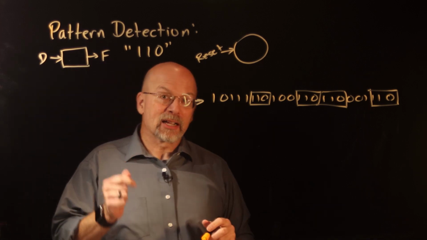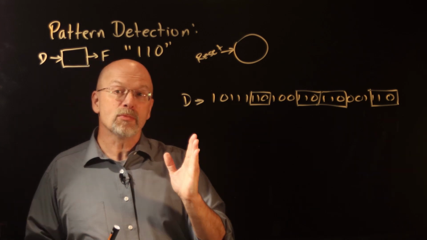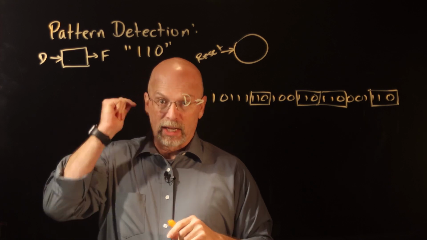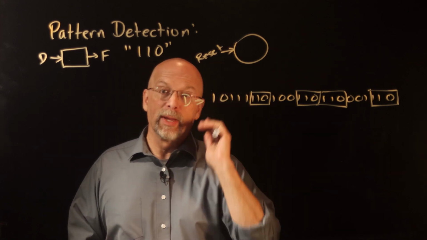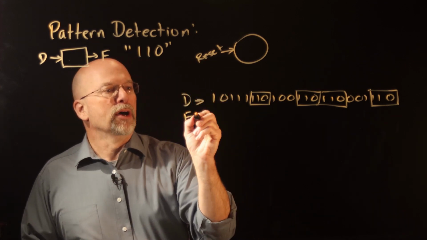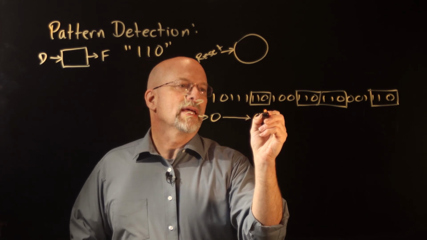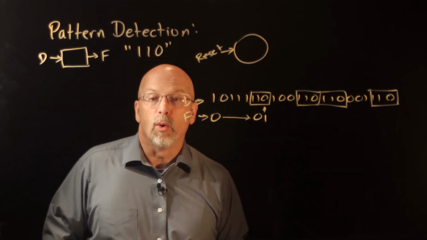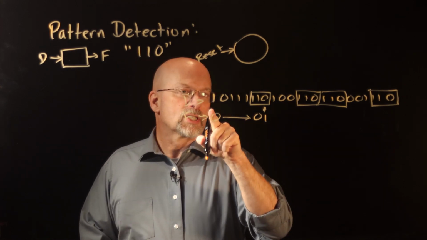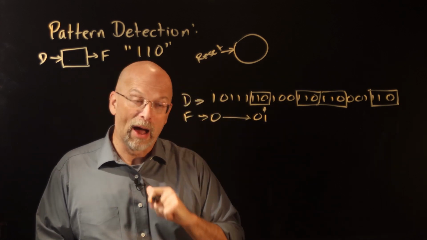And the clock that's ticking away, remember, the clock that's driving the state machine, is going to be synchronized to the bits. So every time a bit comes in, we'll get a clock pulse that'll bring us to the next state. New bit, new clock pulse. New bit, new clock pulse. Now our output F is going to remain a zero until we know that we've received all 3 bits of the pattern. So it stays zero, and then when we get that 3rd bit, we've got the pattern, so we output a 1.